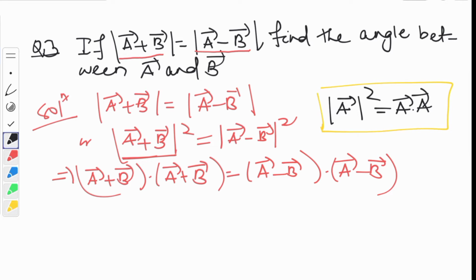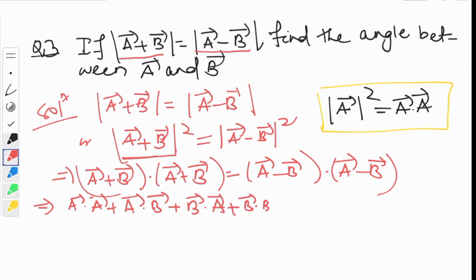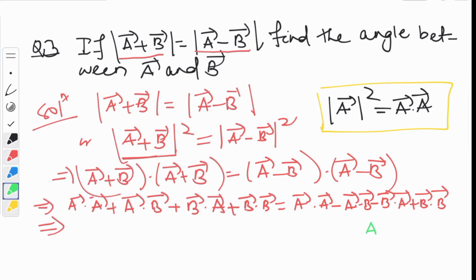Okay children, so now how to do it? Just expand, nothing great. A dot A, A dot B, how you multiply in a similar fashion, that's why this dot product is very easy. B dot B is equal to, on the right hand side, A dot A, then minus A dot B, then minus B dot A, plus B dot B. Just expand it. We know A dot B is equal to B dot A. Commutative property holds good in the case of the dot product, children.